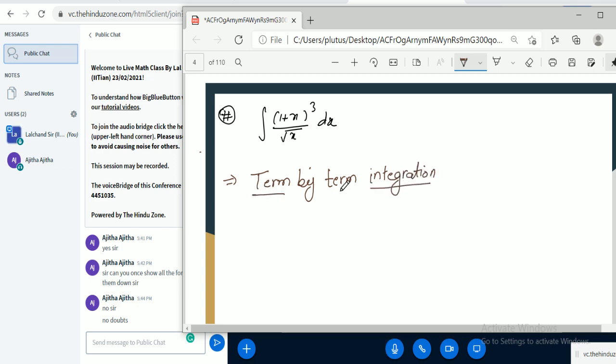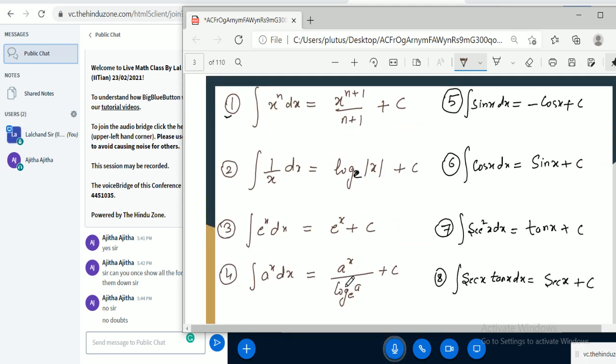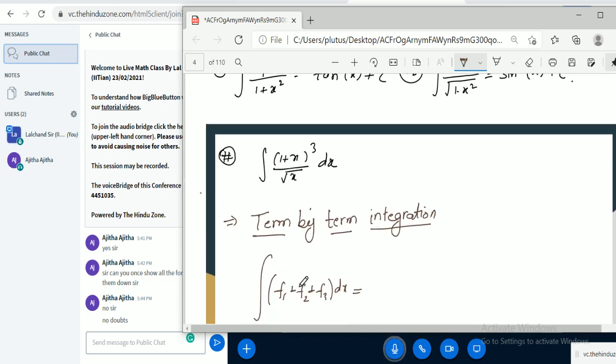Whenever we have some complex function, let's suppose there is a function f1 plus f2 plus f3 into dx. If we are able to break that complex function into simple functions whose integrals are known to us, then we can integrate this function term by term, like integral of f1 dx plus integral of f2 dx plus integral of f3 dx. Now we are trying to simplify this expression and break it.